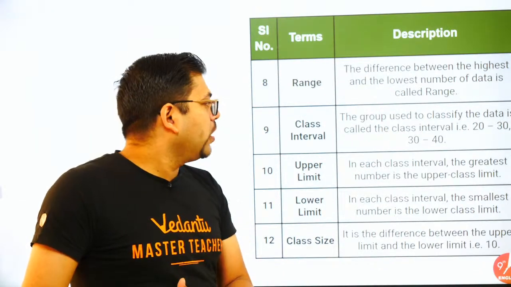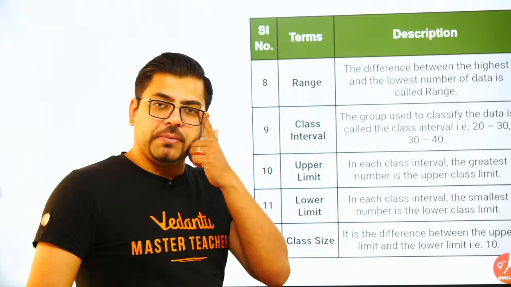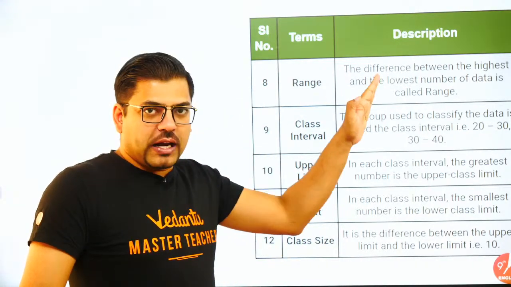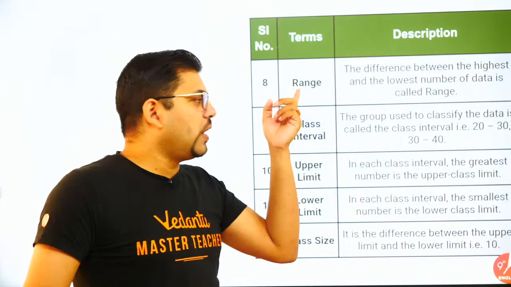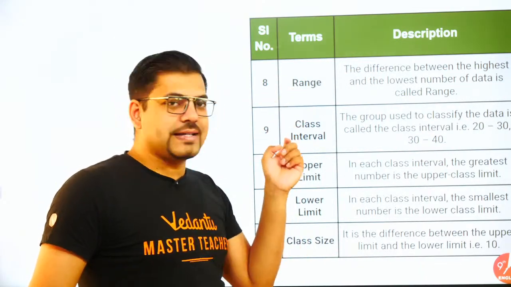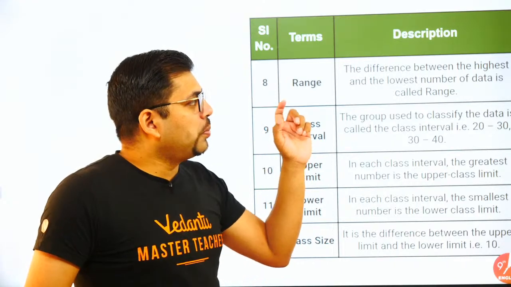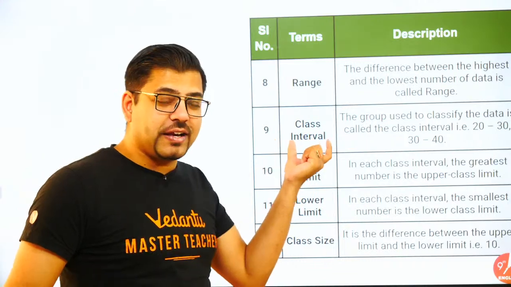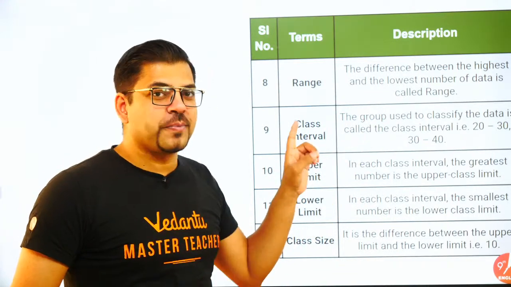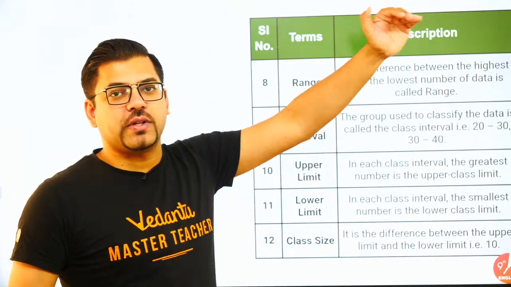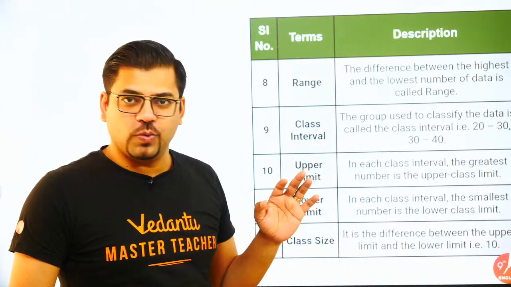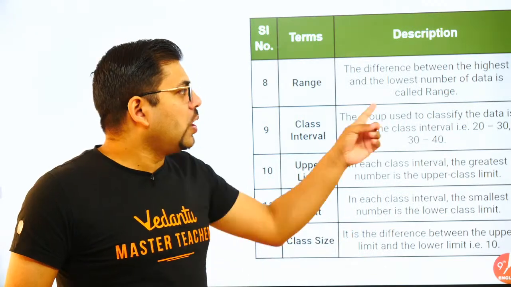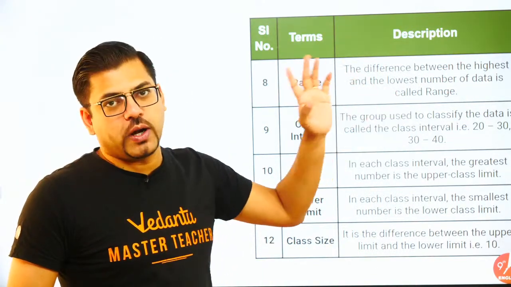Moving on. Range. Everyone might know range because this is important. Class interval is upper class limit minus lower class limit. Sorry, by mistake I said it differently. Range is highest frequency minus lowest frequency. What is the range? Highest frequency minus lowest frequency. So the highest and the lowest number of data is called the range.